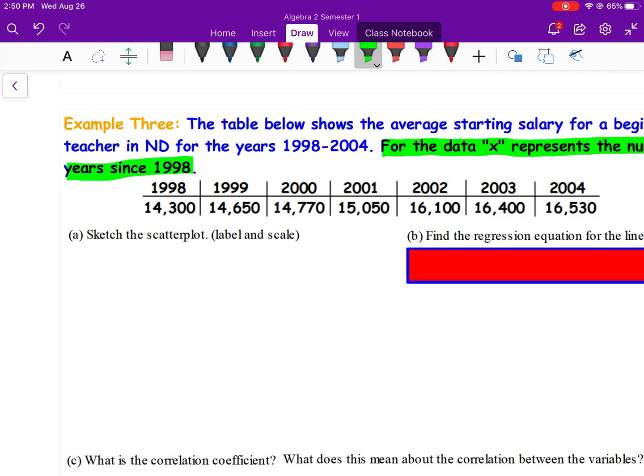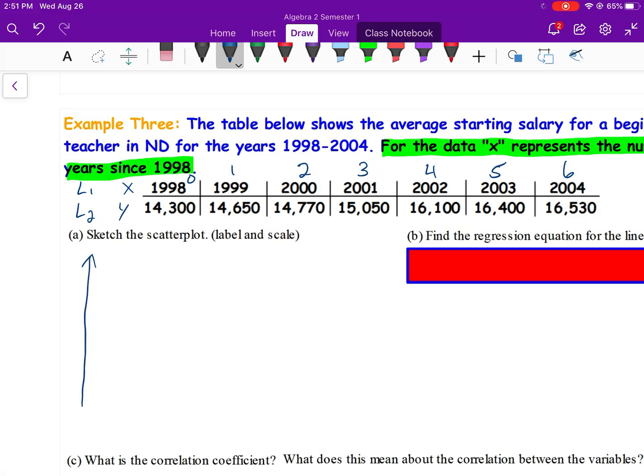A lot of people like to just go to the calculator right away and plug in 1998, 1999, 2000. We cannot do that in this case. If X is representing the number of years since 1998, it's been 0 years since that point. 1999, that's 1 year. 2, 3, 4, 5, 6. So when you go into list 1 and plug in your X values, it's going to be 0, 1, 2, 3, 4, 5, 6. Your Y values are your list 2. That's where we're going to plug it in just like normal.